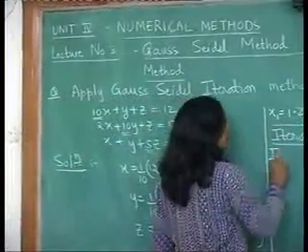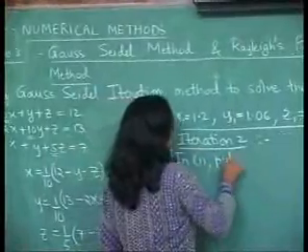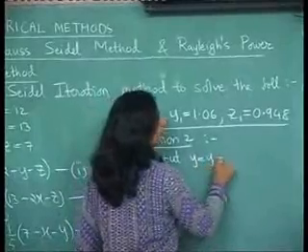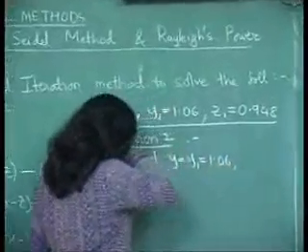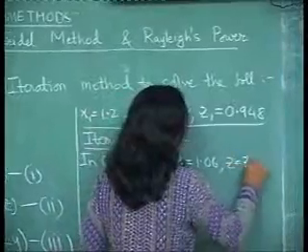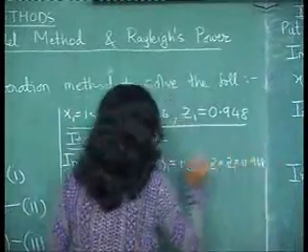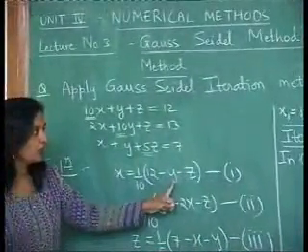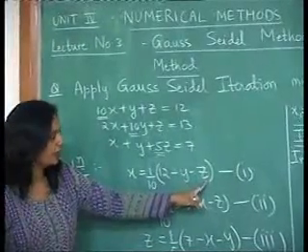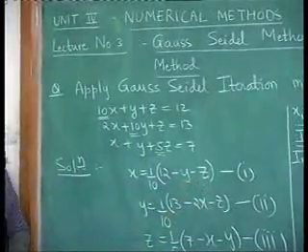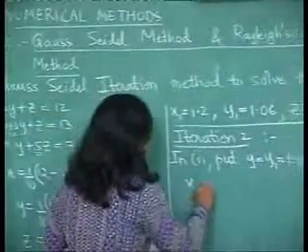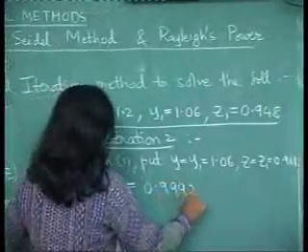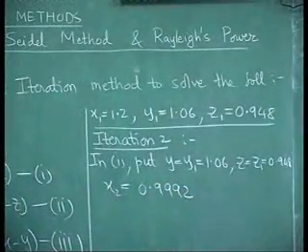So in equation 1, put y equal to y1, which is 1.06, and put z equal to z1, which is 0.948. So if you substitute for y as 1.06 and z as 0.948, the latest available values, you will get x2 as 0.9992. So x2 works out to be so much.